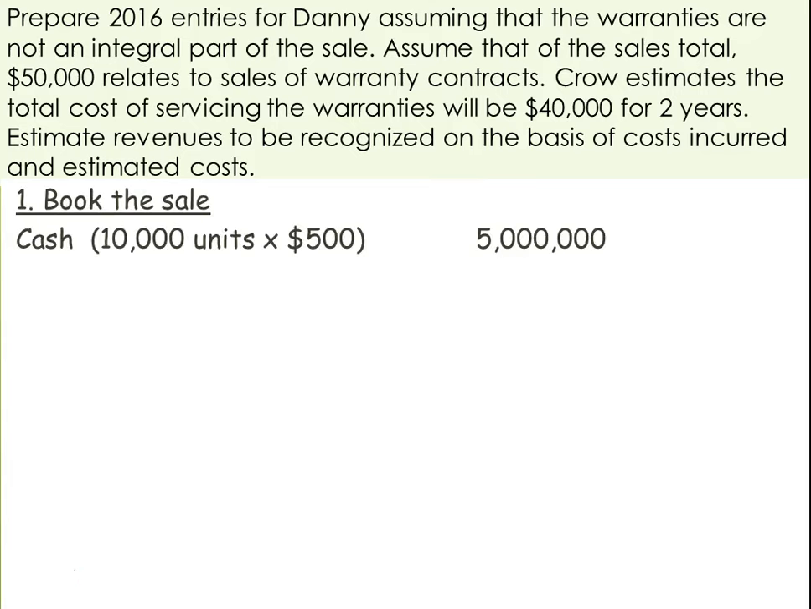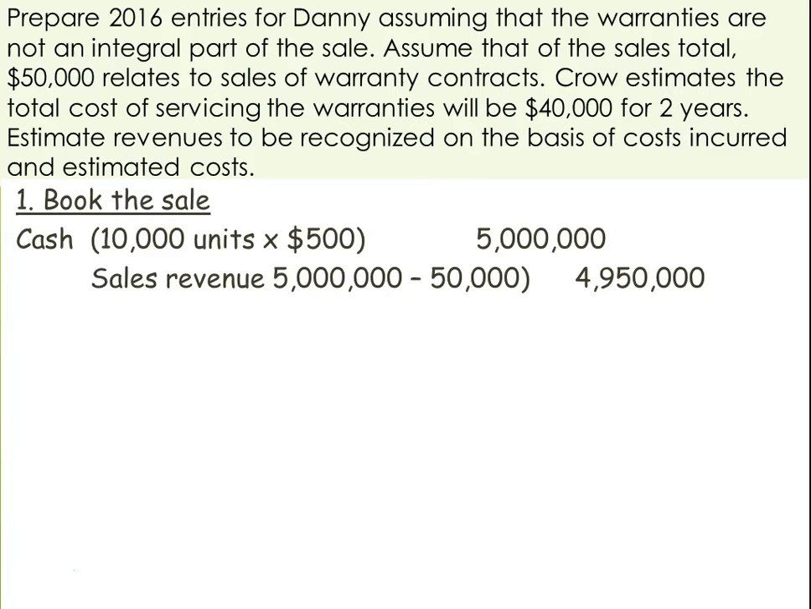So now we're going to show how we would journalize the revenue based on this. The cash would be the same, but the sales revenue would be reduced by the $50,000 because we're going to earn that $50,000 over 2 years. And that would become unearned warranty revenue.